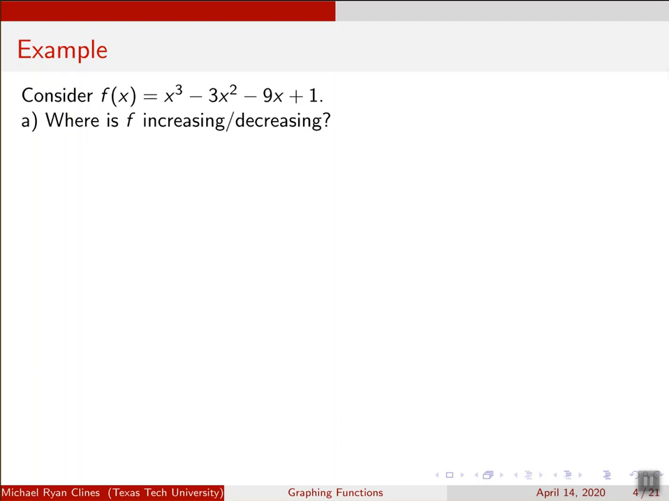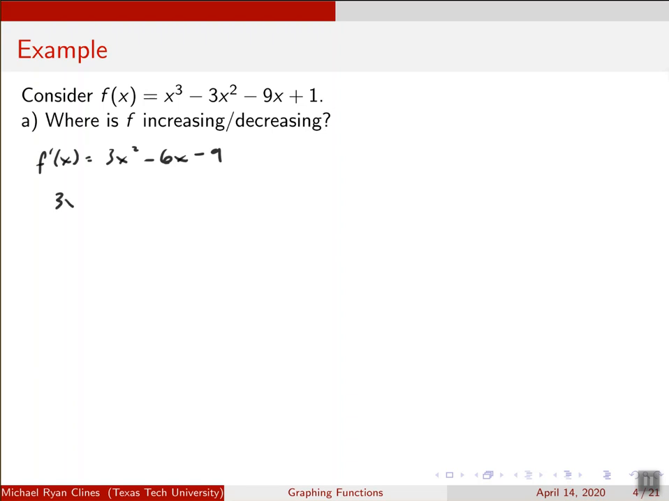So the first thing we need to do is calculate f prime of x. Well, f prime of x is just 3x squared minus 6x minus 9. Pretty straightforward. But now we need to solve this when it's equal to 0, because the function f is increasing where the derivative is positive. It's decreasing where the derivative is negative. So we're going to figure out where it's doing neither, i.e. where the derivative is equal to 0.